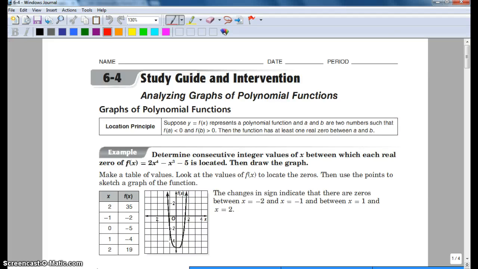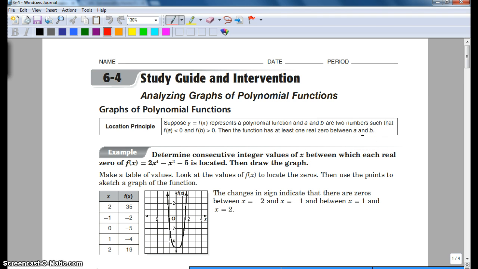Okay, welcome to section 6.4, Analyzing Graphs of Polynomial Functions. Graphs of polynomial functions. The location principle. Suppose y equals f of x represents a polynomial function and a and b are two numbers such that f of a is less than 0 and f of b is greater than 0. Then the function has at least one real 0 between a and b.